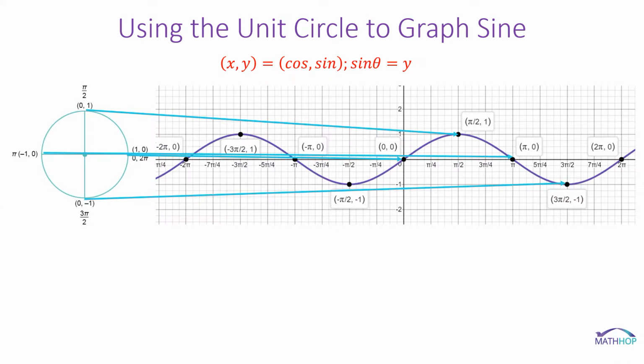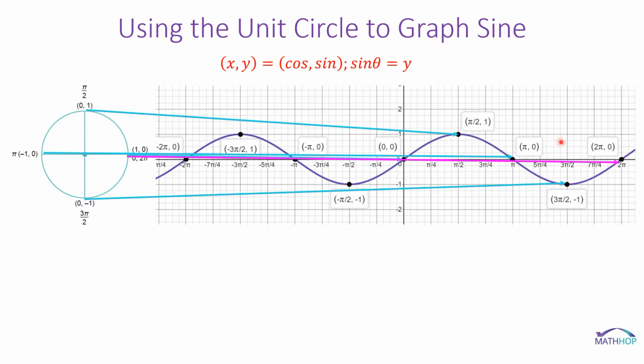And ending where we started, 0 and 2 pi have the same exact point. 2 pi is the point 1, 0. The y-coordinate is 0. Therefore, sine ends at 0. So this is one complete cycle of sine. We go from 0 to 1 to 0 to -1 back to 0. Right here, this little purple that I'm tracing is one complete sine wave.